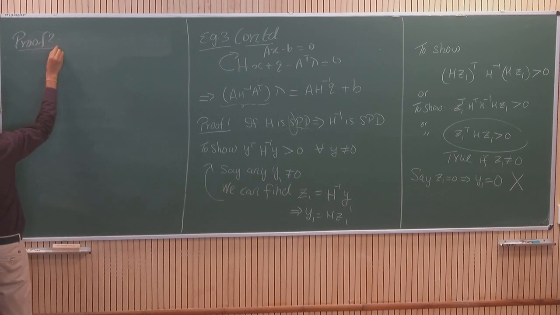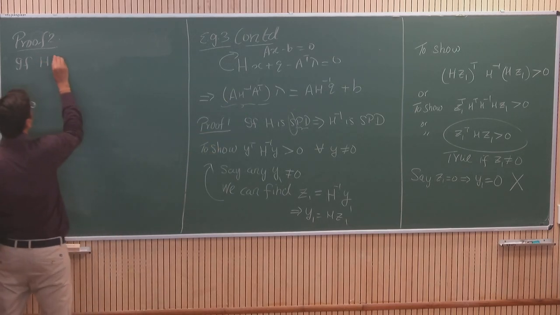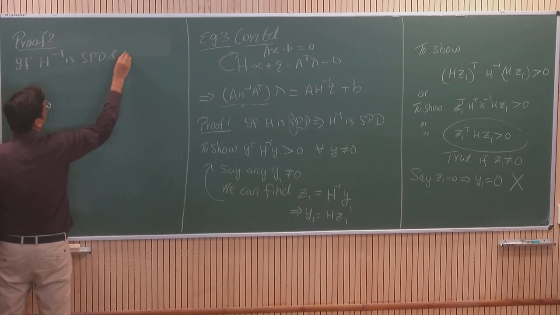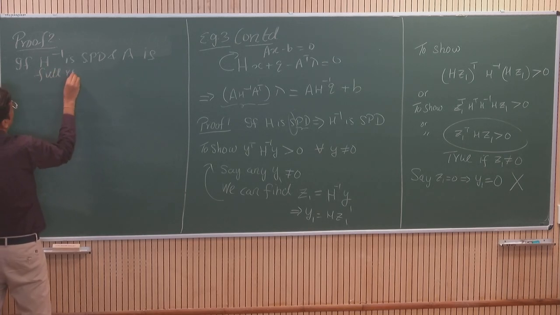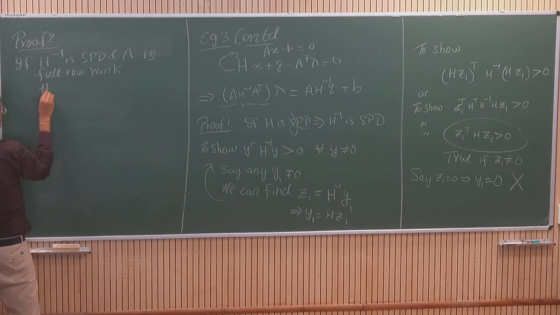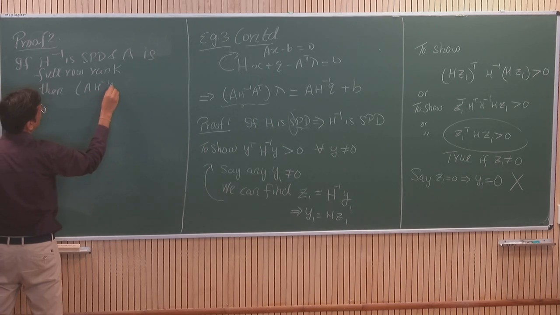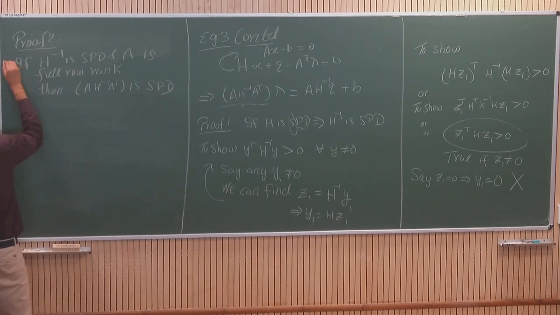Proof 2: here we are saying if h inverse is SPD and A is full row rank, then this thing, A times h inverse A transpose, is SPD. This is what you have to show.